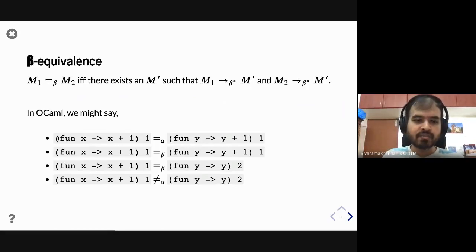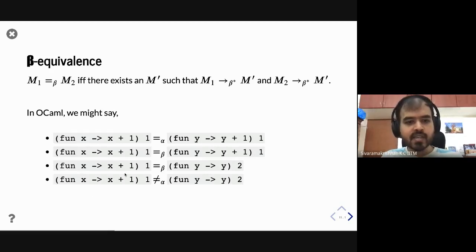So if you have the successor function defined as fun x arrow x plus 1 and fun y arrow y plus 1, both of these functions applied to 1, then these two functions are alpha equivalent, right? You can rename this to z, and you can rename this to z. They will be the same terms. They are also beta equivalent, so they reduce to the same value. This reduces to 2, and this also reduces to 2.